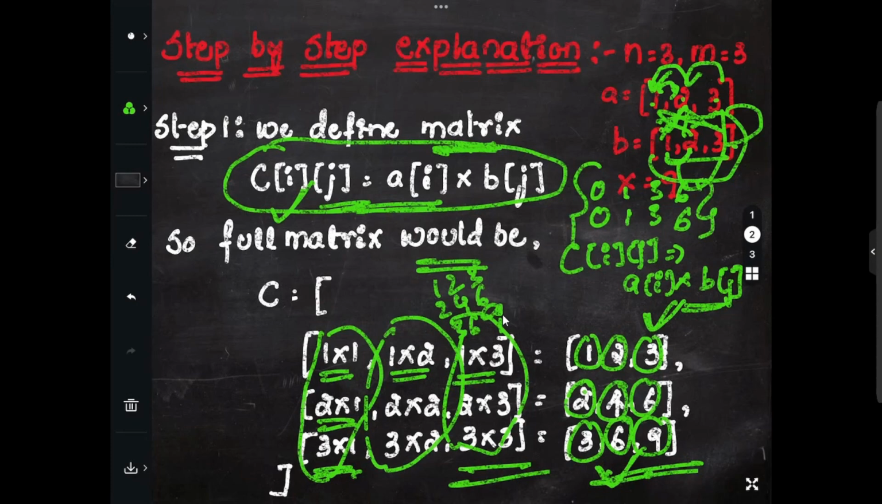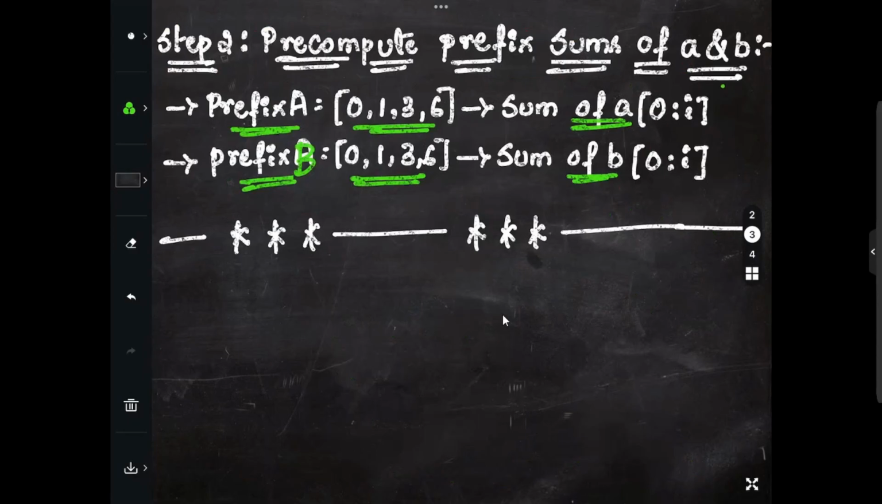Next we will consider only one value. Second we'll sum up two values, then we will sum up all the three values. This is how we got this. What do we call prefix A and prefix B here? 0, 1, 3, 6 and 0, 1, 3, 6. Sum of A, sum of B. Nothing but here 0, 0.